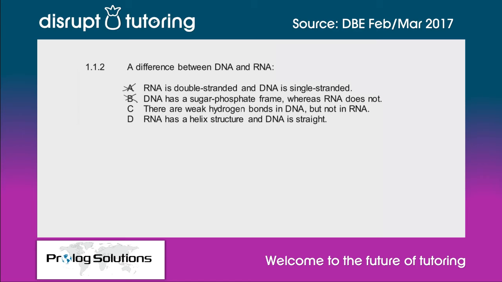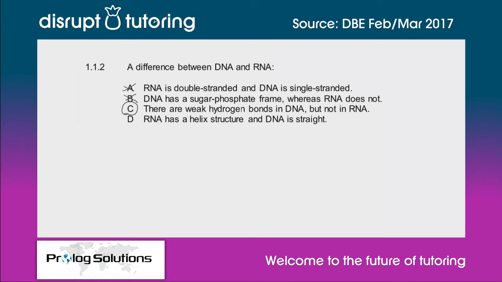C, there are weak hydrogen bonds in DNA, but not in RNA. That is correct. And the reason that is correct is because RNA is a single strand. It hasn't bonded to anything just yet in this context, whereas DNA is the double helix strand and it consists of weak hydrogen bonds.